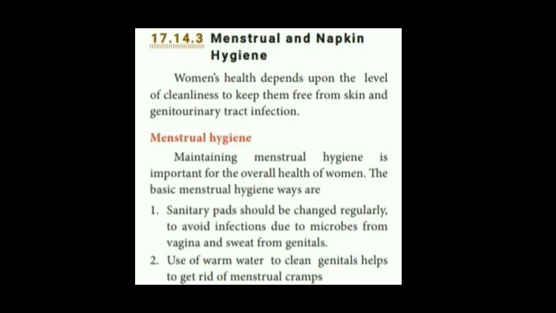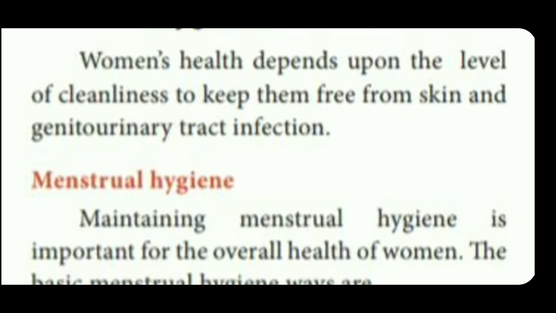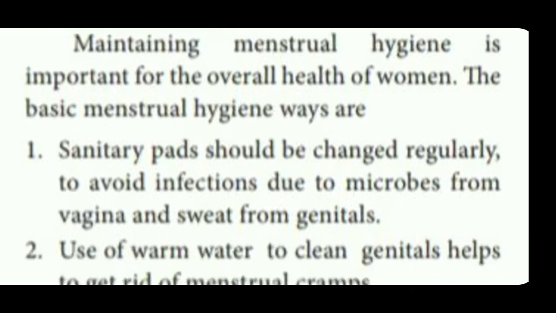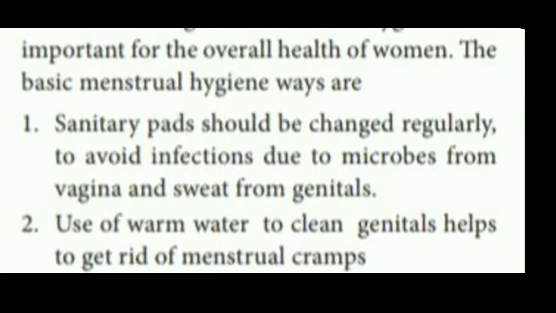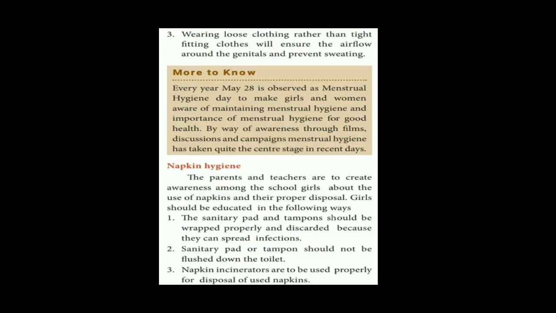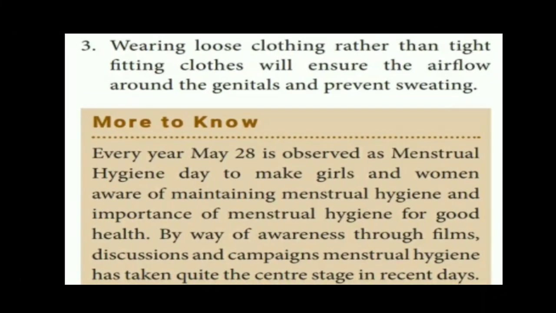Menstrual and napkin hygiene. Women's health depends upon the level of cleanliness to keep them free from skin and genitourinary tract infection. Menstrual hygiene: maintaining menstrual hygiene is important for the overall health of women. The basic menstrual hygiene ways are: sanitary pads should be changed regularly to avoid infections due to microbes from the vagina and sweat from genitals. Use of warm water to clean genitals helps to get rid of menstrual cramps. Wearing loose clothing rather than tight-fitting clothes will ensure airflow around the genitals and prevent sweating.